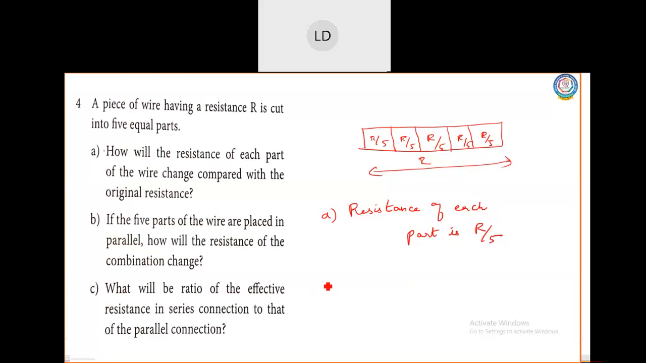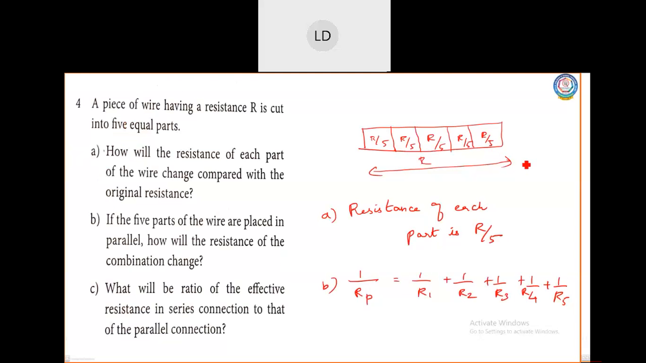If the 5 parts of the wire are placed in parallel, how will the resistance of the combination change? We know the formula for resistance in parallel. What is the formula, children? It is 1 by Rp equal to 1 by R1 plus 1 by R2 plus 1 by R3 plus 1 by R4 plus 1 by R5. So let us substitute each value. 1 by Rp. Now what is the value of each resistance? It is R by 5, right?